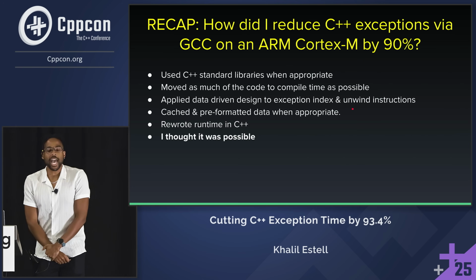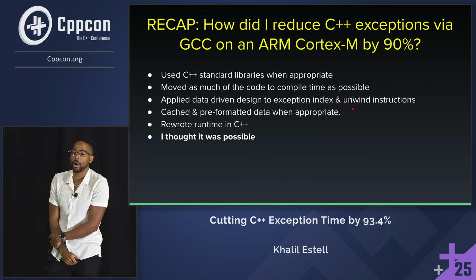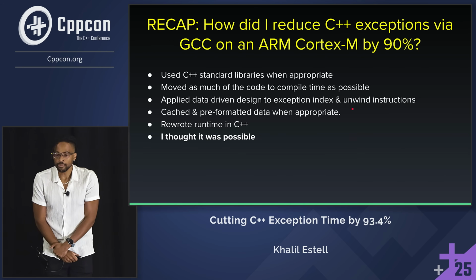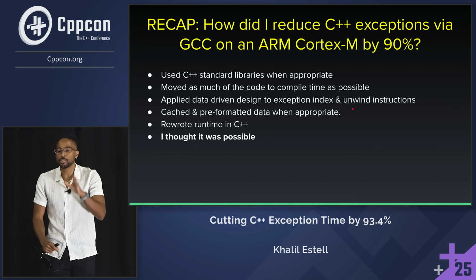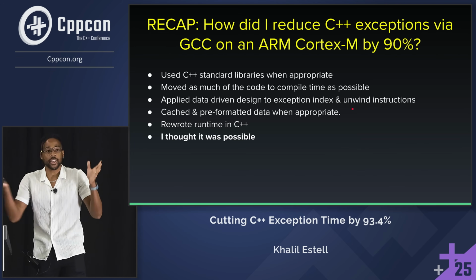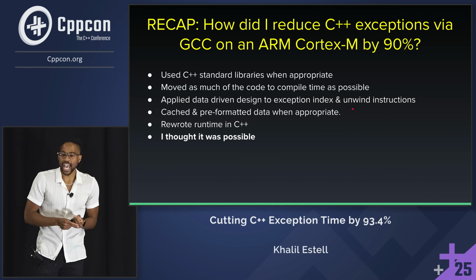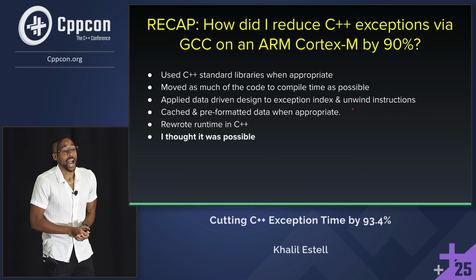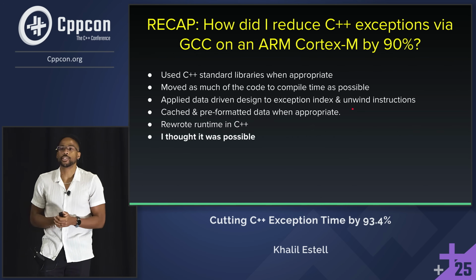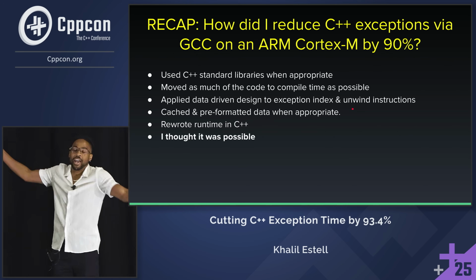So, a bit of a recap on my talk. How did I reduce C++ exceptions via GCC on ARM Cortex-M by 90%? I used the standard C++ libraries when appropriate. I moved as much code to compile time as possible. I applied data-driven design on the exception index and the unwind instructions. I cached and pre-formatted data when appropriate. I wrote the whole thing in C++. And then finally, I think the most important thing was I believed that it was possible. Because if I didn't believe it, none of this would matter. I wouldn't have done any of this stuff.